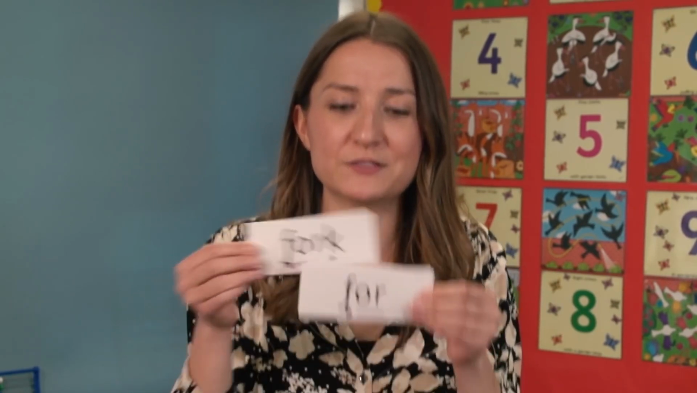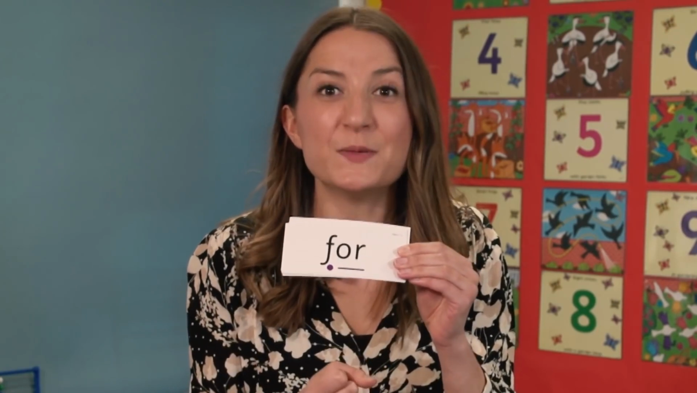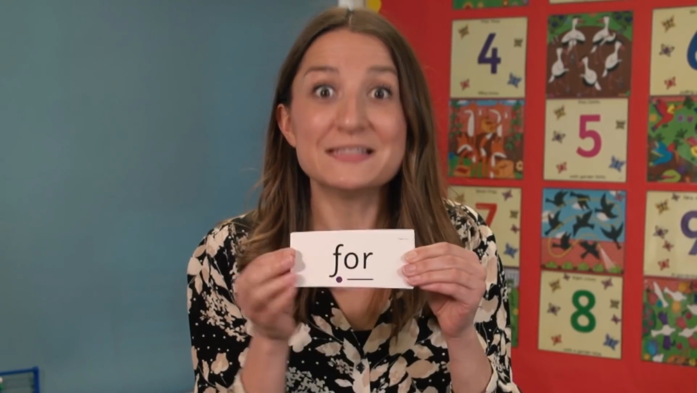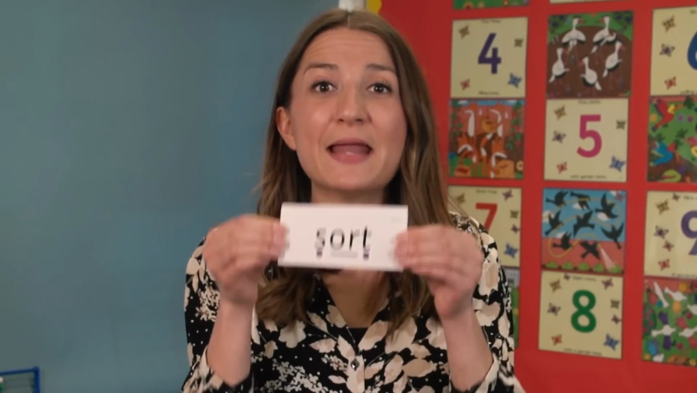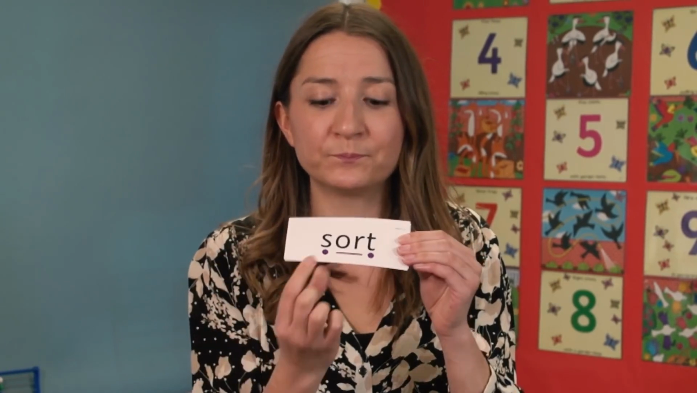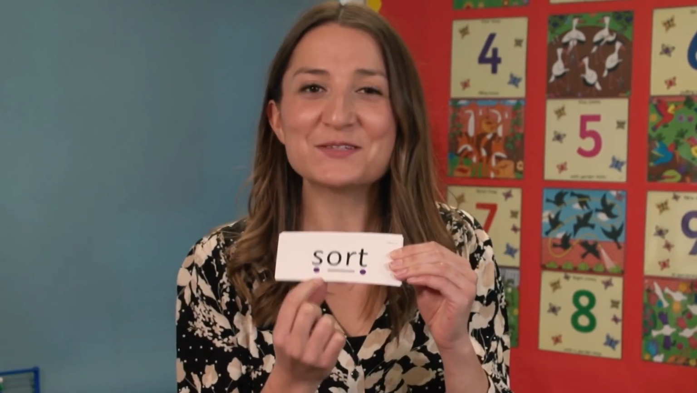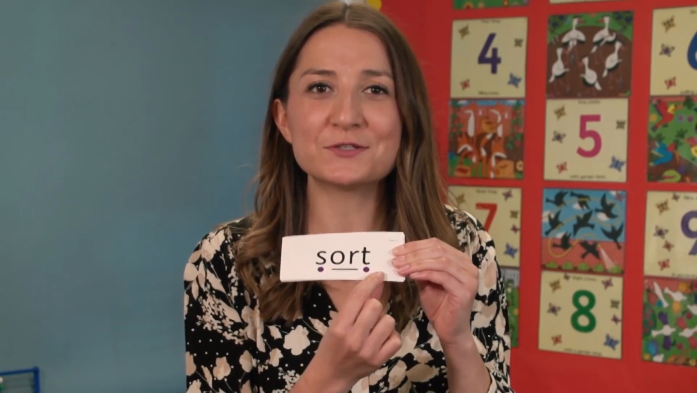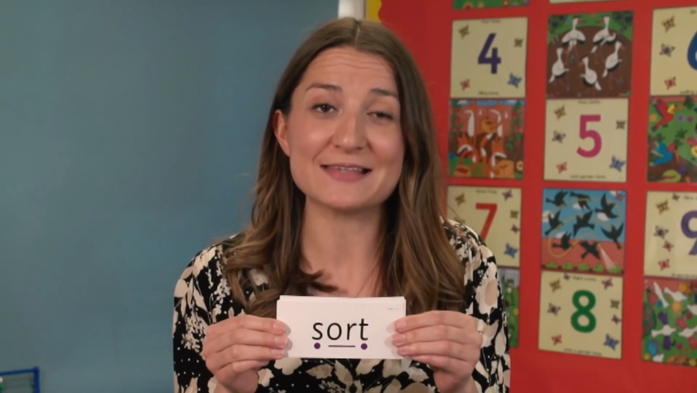Let's have a look at another word. Let's do it together. F, or, for. Did you get it right? Sound talk each grapheme, then blend to read the word aloud. Now, let's read the word together. S, or, t. Sort. Mum asked me to sort my socks into pairs.